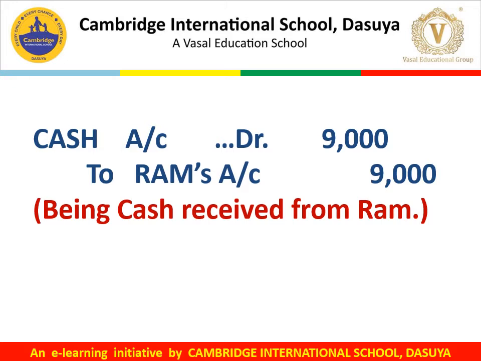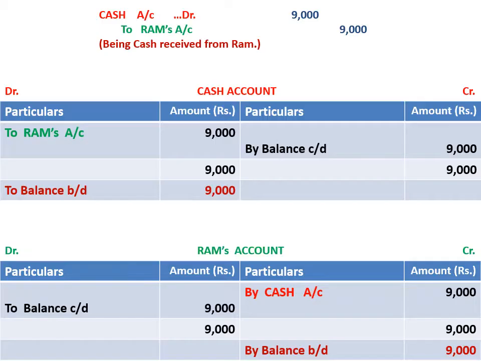Now we will try to post this journal entry into a ledger. Here the journal entry is cash account debit to Ram account. We will post this journal entry into two ledgers. One is cash account. This is our cash account. And the second one is our Ram account. This is Ram's account. In this journal entry, one account is debited, that is cash, and another account is credited, that is Ram account.